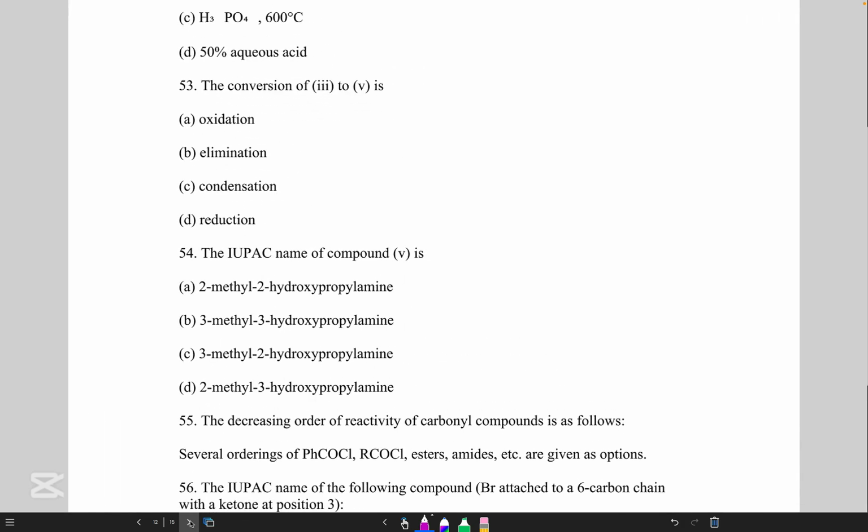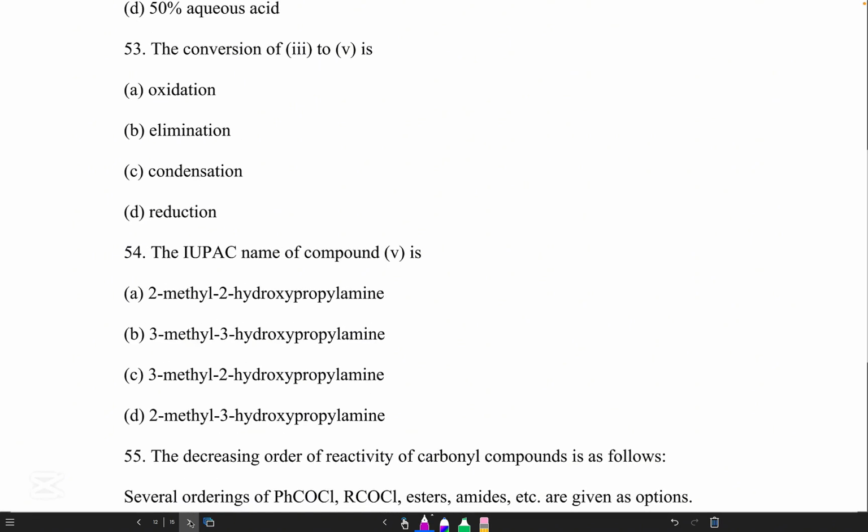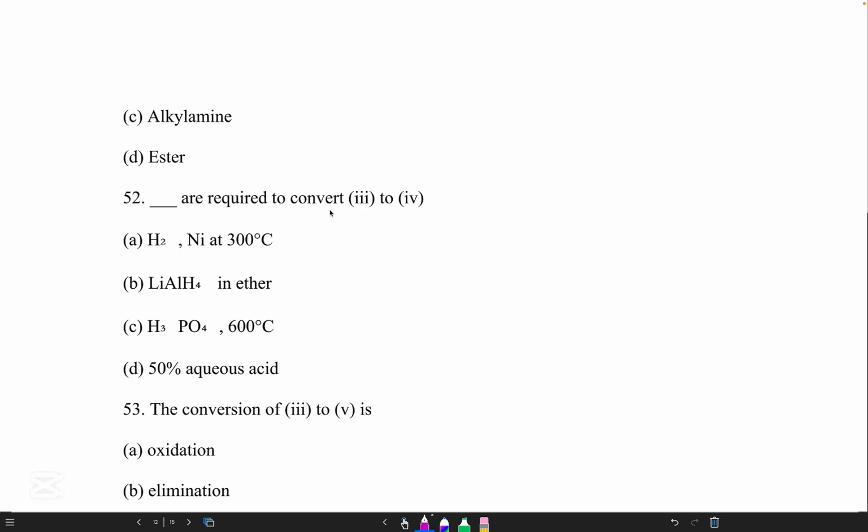Now, the next one shall require converting II to IV. II to IV is like reducing the amine group. This is your II, something like this: CH3, CH3, OH, CH2, NH2, CH3.